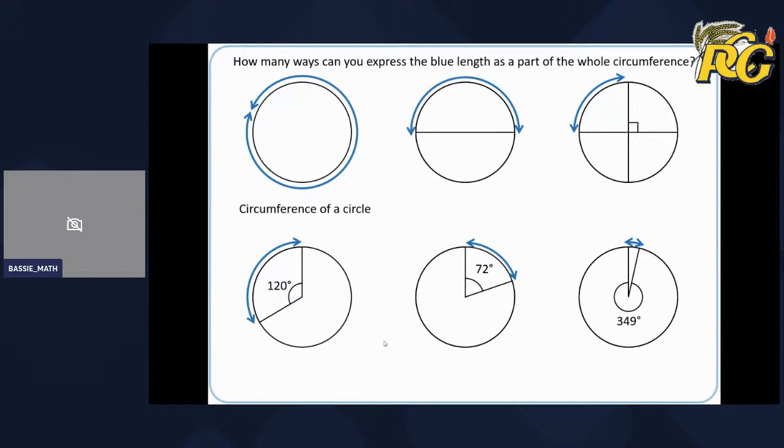All right, so back to the slides. We noticed that there are some circles there. The first one is demonstrating a full circumference with the blue line showing that that's the distance around the boundaries of the circle. The circumference is actually the part that allows you to know that it's a circle.